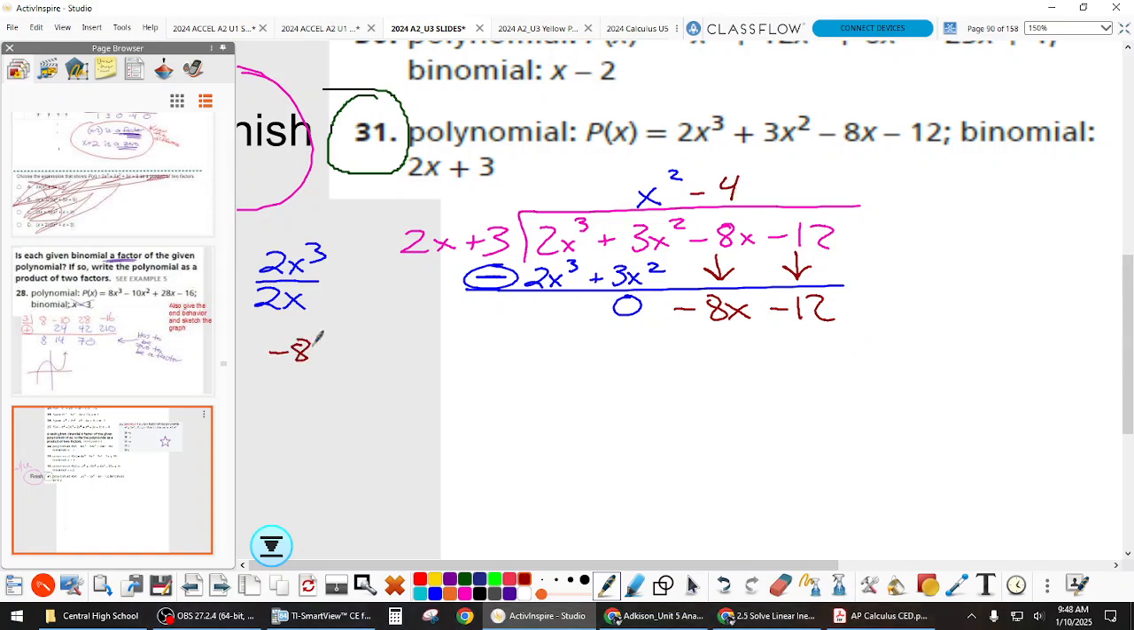Again, if you're struggling with figuring that out, just set it up this way. We can see the x's cancel, and then negative 8 divided by 2 is negative 4. And 3 times negative 4 is negative 12. And we end up with 0. It did say, I don't know if you ever did see it, to write it as a product of 2 factors. What would that look like in this case? If I wanted the answer.